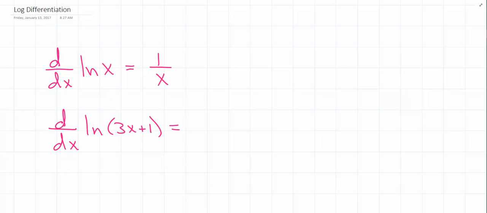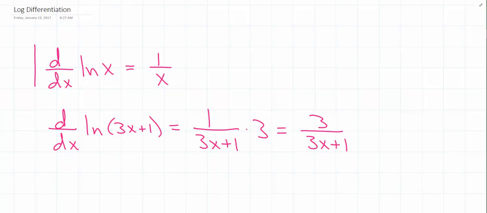Something like that. Well, remember the chain rule. You've got 1 over 3x plus 1 times the derivative of 3x plus 1, which is 3. So this would be 3 over 3x plus 1. So now we're differentiating, and we're just using this idea, okay? There's the derivative of the natural log, but sometimes we have to apply the chain rule. The chain rule is present there.